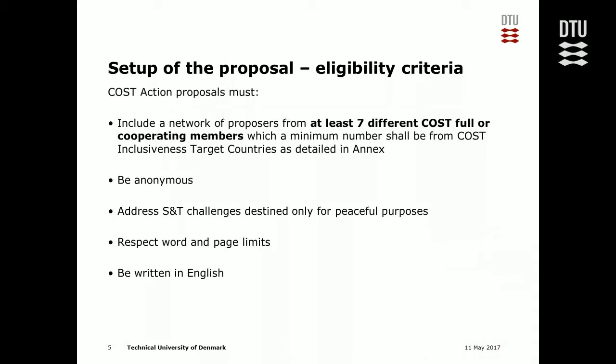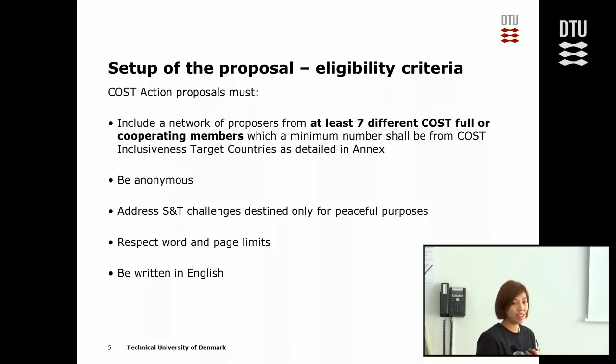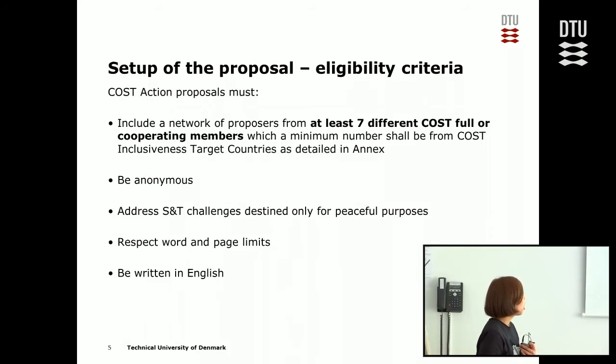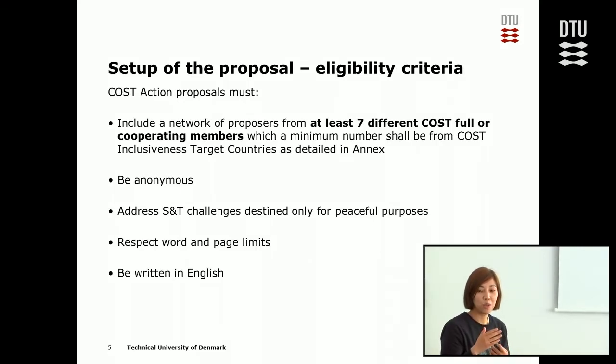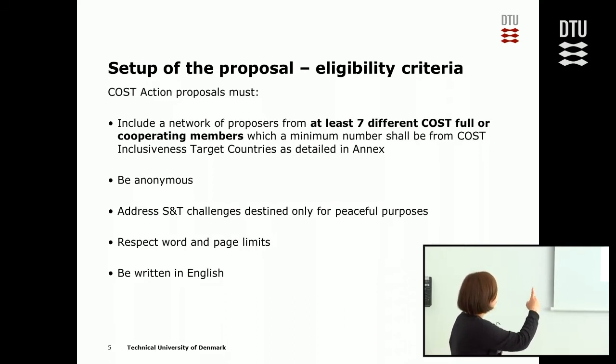When you write the proposal, you have to remember that you have to have at least 7 COST or cooperating members. And also the proposal must be anonymous. So actually you cannot refer to the people who will be part of the network.